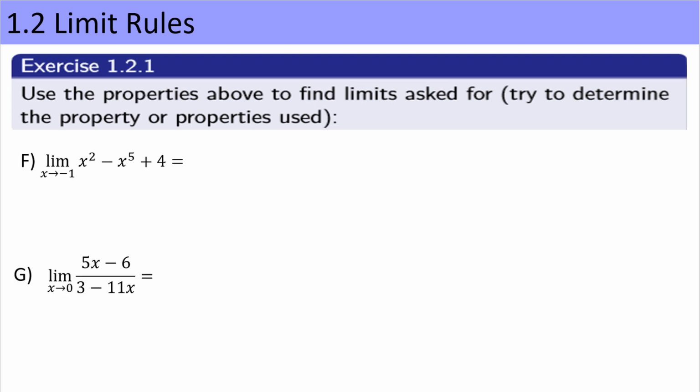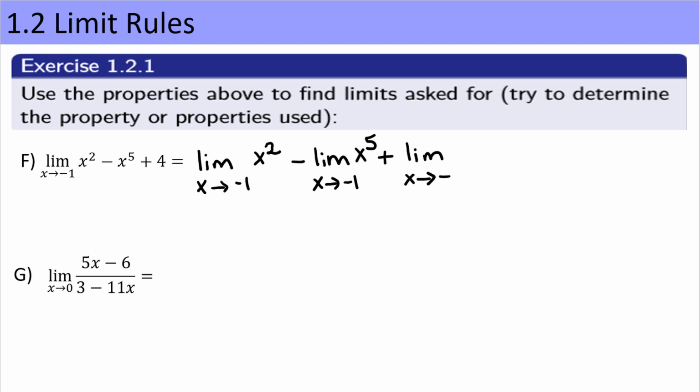Part F. We will continue with the properties. We have a difference and a sum, so we can write this using the limit properties as the limit as x approaches negative 1 of x squared minus the limit as x approaches negative 1 of x to the 5th plus the limit as x approaches negative 1 of 4.